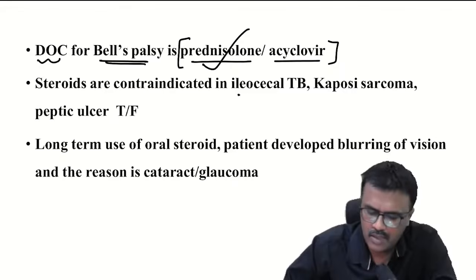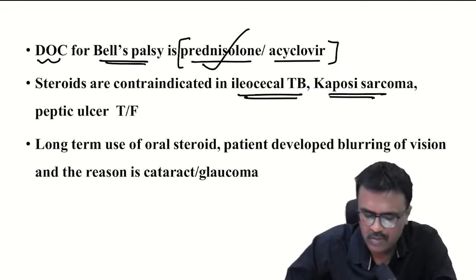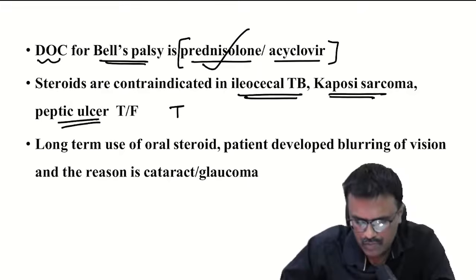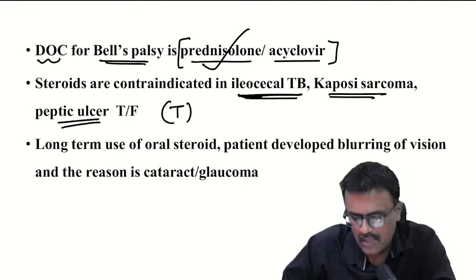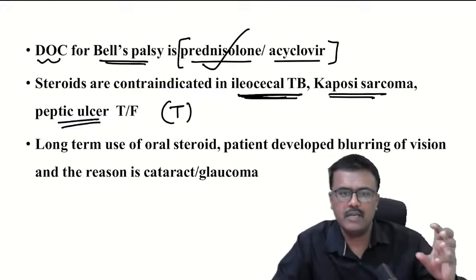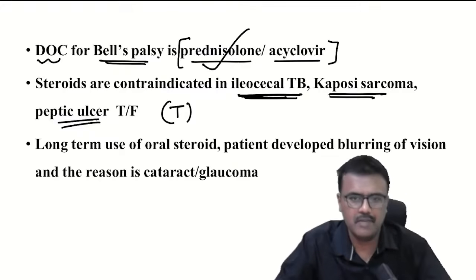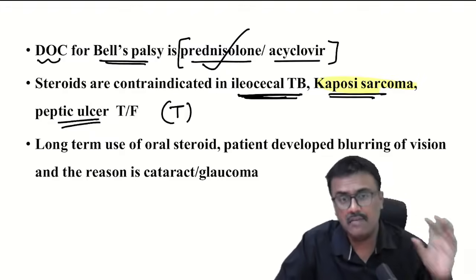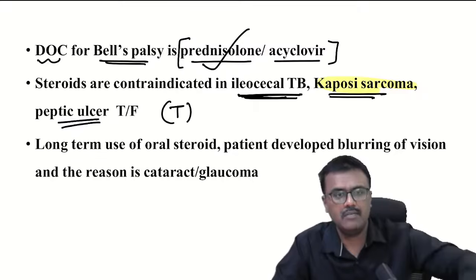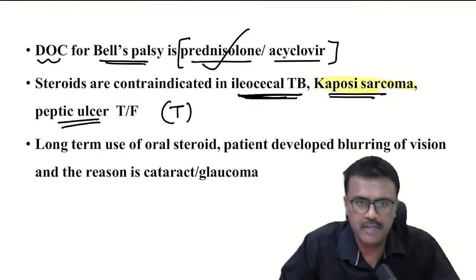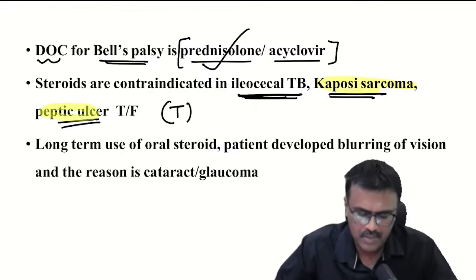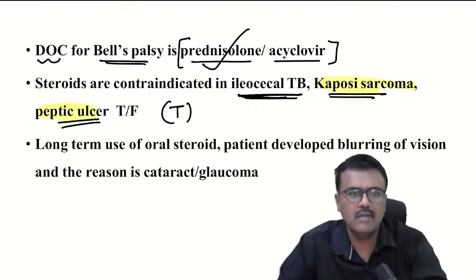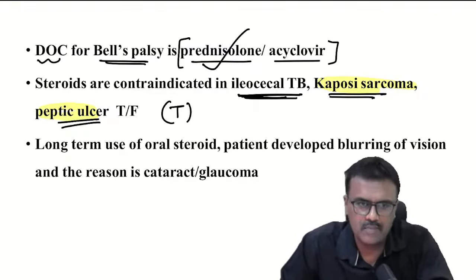Steroids are contraindicated in ileocecal TB, Kaposi sarcoma, peptic ulcer. True or false? True. Because if I give steroids in ileocecal TB, the intestine may perforate. Kaposi sarcoma is a cancer seen in HIV. Already HIV immunity is down, and steroids will also lower the immunity. Peptic ulcer, because steroids decrease prostaglandin. Less prostaglandin means more gastritis, more peptic ulcer.